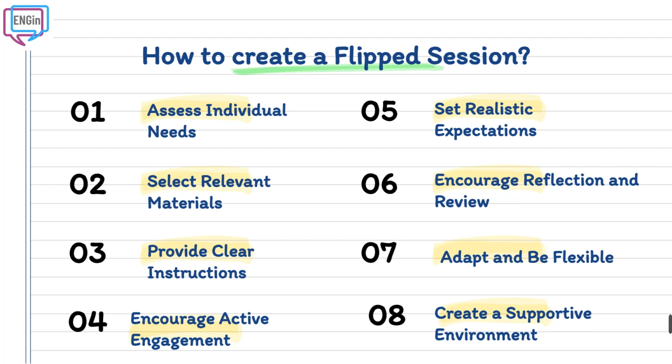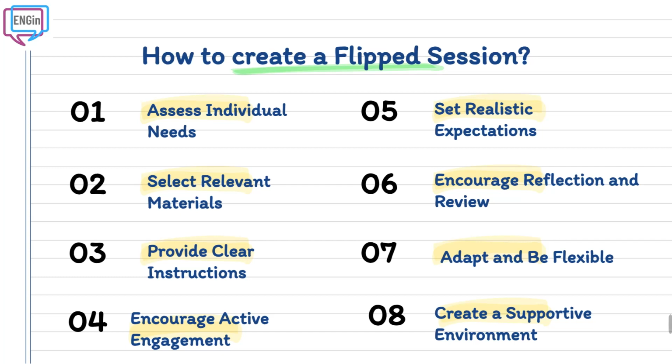Making a flipped one-on-one English class successful involves thoughtful planning and personalized content delivery. Here are some practical tips to create an engaging and effective flipped learning experience. Assess individual needs. Understand the student's language proficiency level, learning style, and goals. Identify areas that require improvement and tailor the flipped content accordingly.